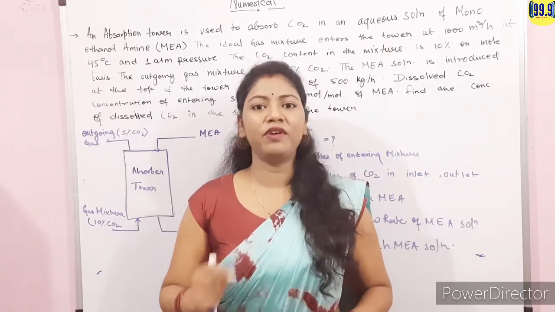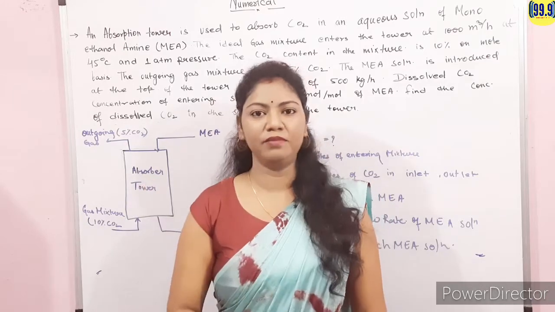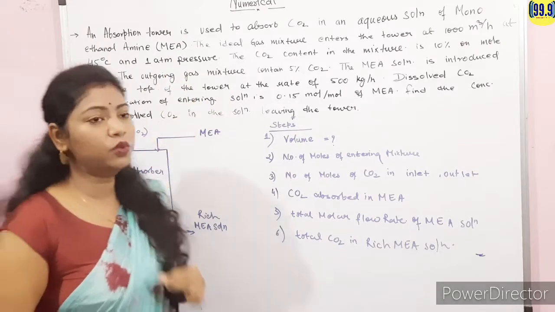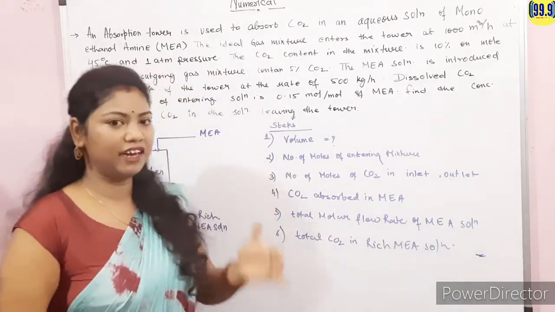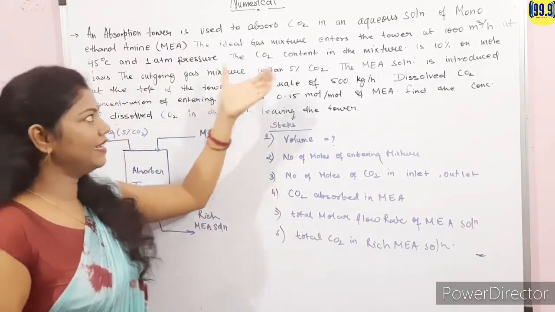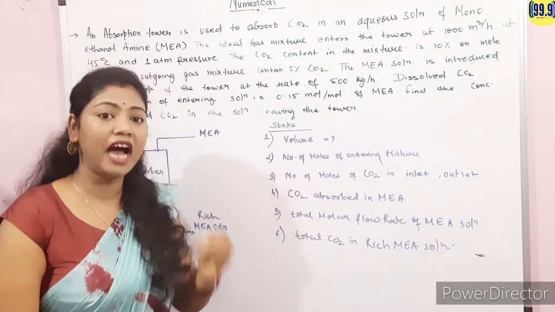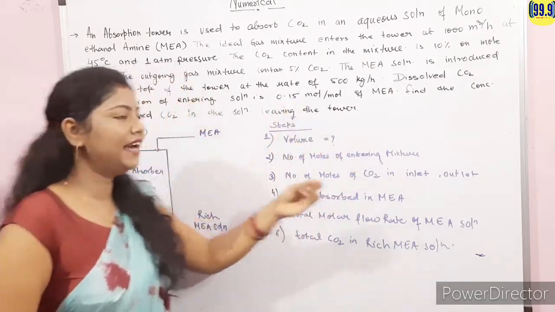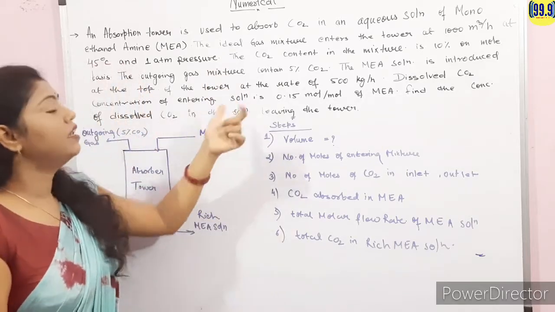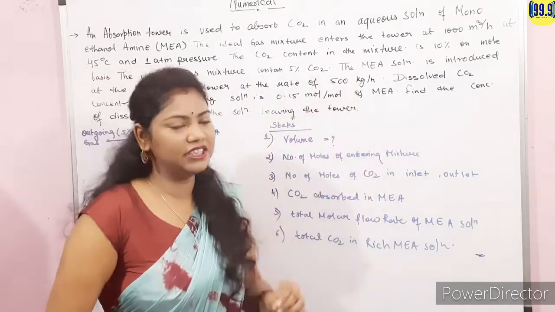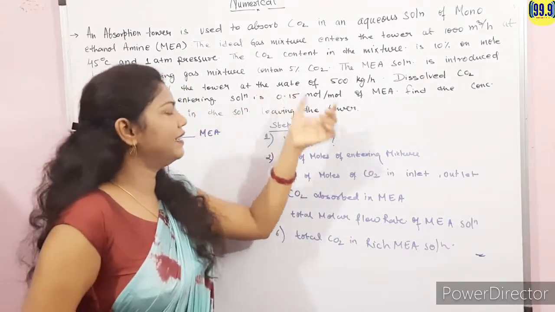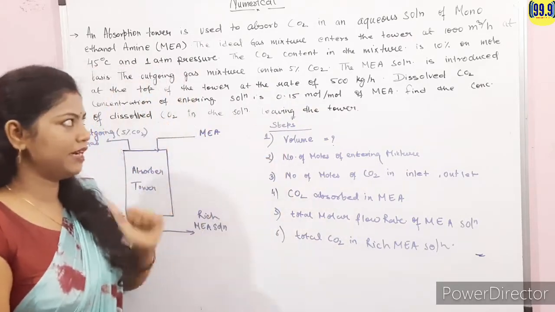So students, today we are going to take a numerical from the subject Process Calculation, and the question is: an absorption tower is used to absorb carbon dioxide in an aqueous solution of monoethanolamine, that is MEA. The ideal gas mixture enters the tower at 1000 meter cube per hour at 45 degrees Celsius and 1 atm pressure. The carbon dioxide content in the mixture is 10% on a mole basis, and the outgoing gas contains only 5% of carbon dioxide.